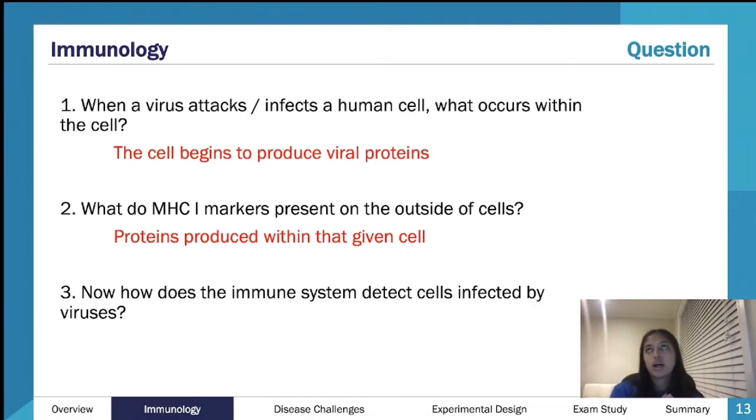So you've got a home invasion, right? The virus is a home invader. They come in, they start invading, and your windows are still open, and the police, your immune cells, come around, and they can see through the window that there is someone invading your home, and then they sort it out from there. So that's the idea of how immune cells detect when cells are infected by viruses via their MHC1 markers.